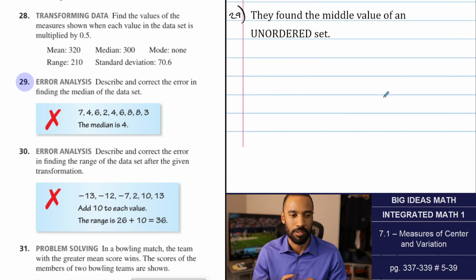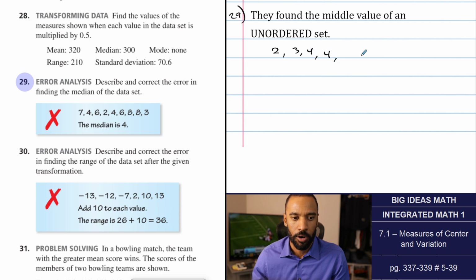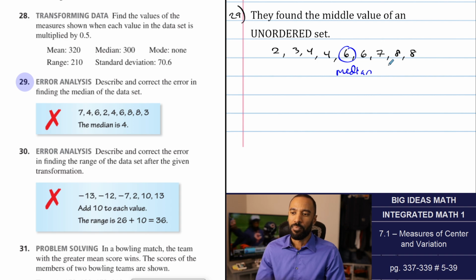Otherwise, that just makes you feel bad. Let's write them in order. 2, 3, 4, 4, 6, 6, 7, 8, 8. I'm going to have to check that. I think so. I think there are 9 numbers. The middle value in this case is 6. So there is our median from that.